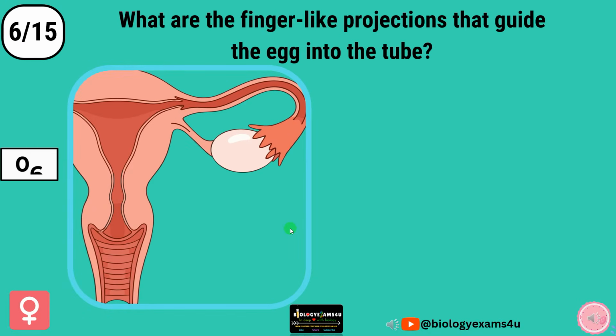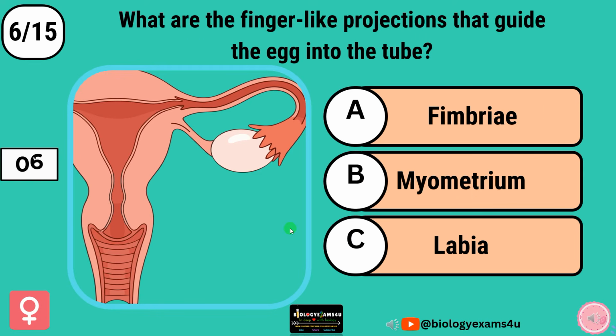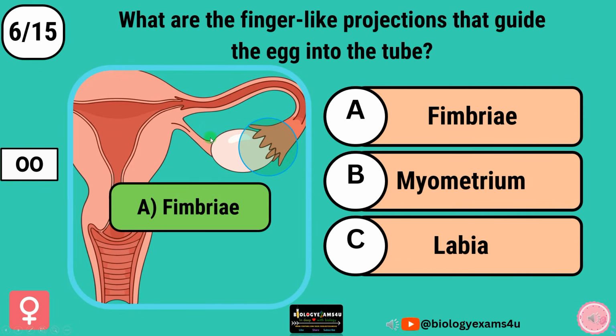What are the finger-like projections that guide the egg into the tube? Fimbriae, myometrium, labia. It is the fimbriae. So these are the fimbriae, the finger-like projections that guide the egg that is formed in the ovary into the fallopian tube.